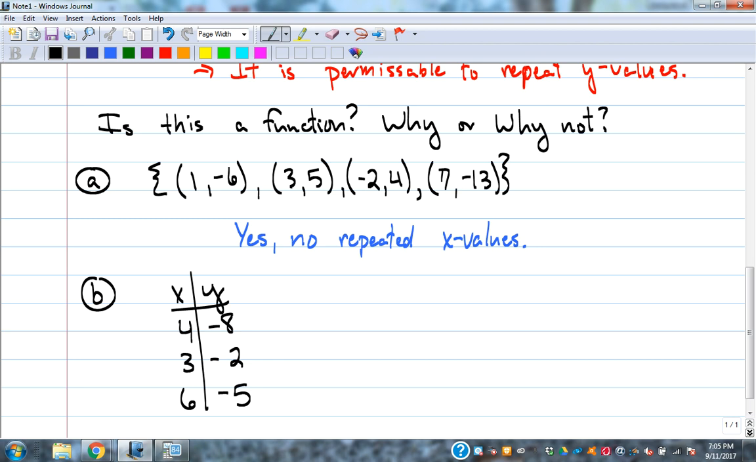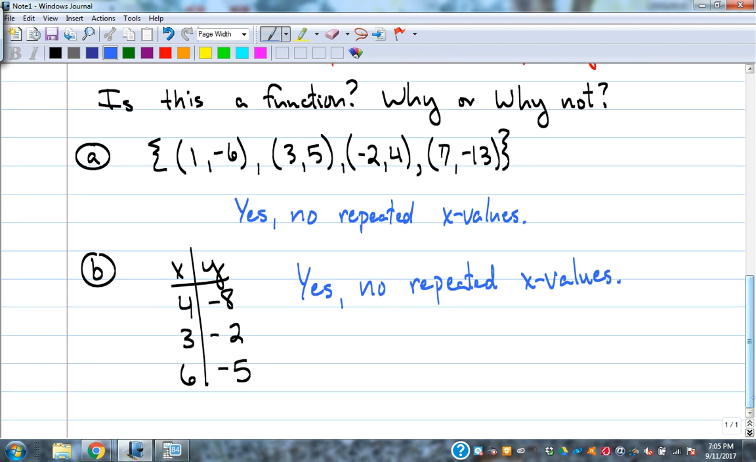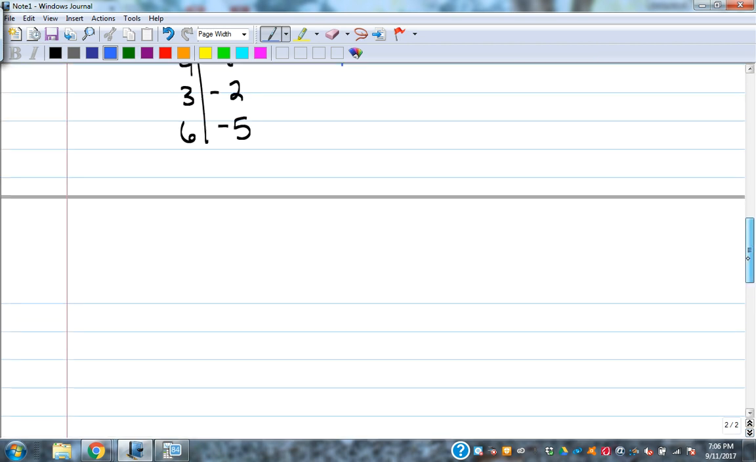All right. So 4, -8, 3, -2, 6, -5. Is that a function? Yes. No repeated x values. All right. So even in the table format doesn't change it any. Scroll up, we can still see that.